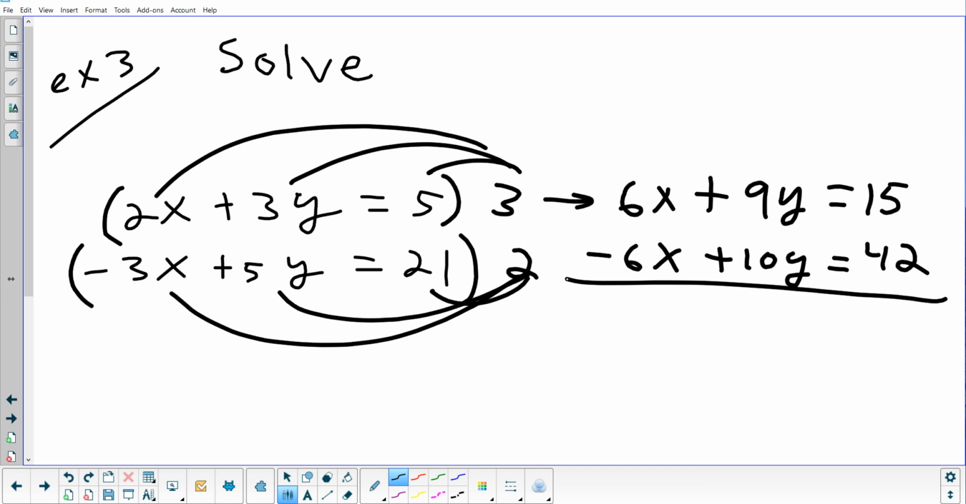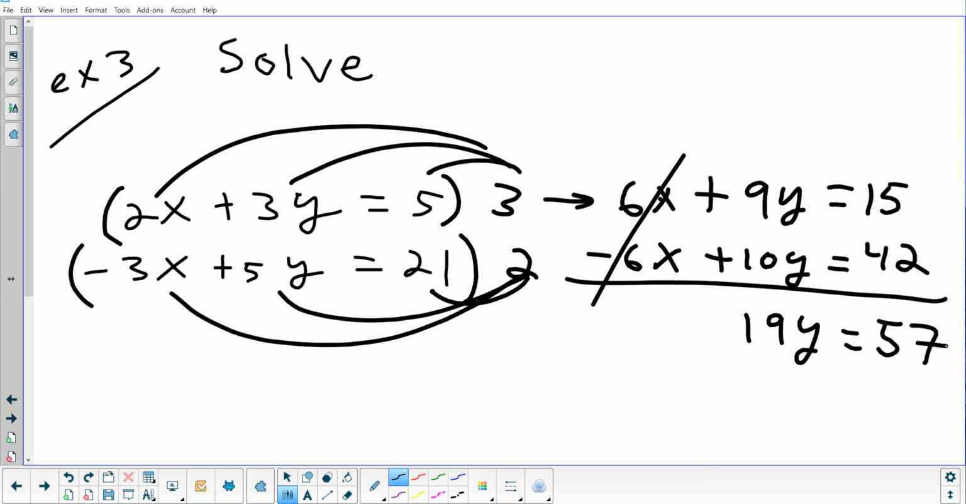Now, you don't do substitution. You add your like terms. What's 6x plus negative 6x? 0. That cancels out. So that's the whole goal. You made the x's disappear. Now you only have one variable left. What's 9y plus 10y? 19y. So we get 19y. And 15 plus 42 is how much? 57. And my last step to get y by itself?